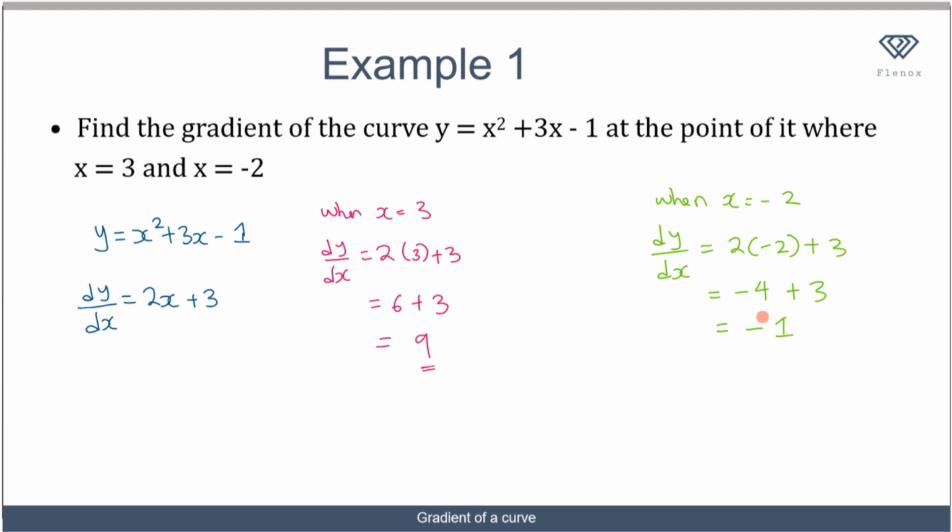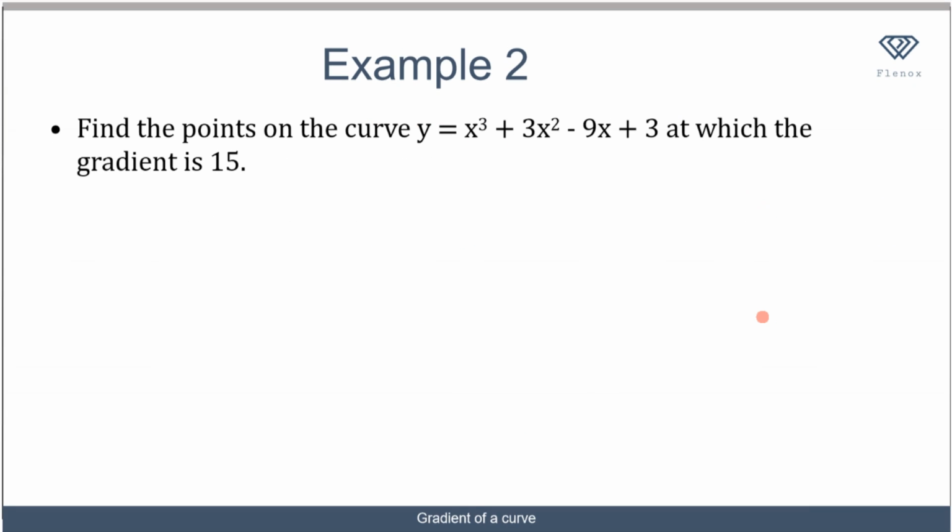So as you can see, when we have a curve, the gradient is dependent on the position you are on the particular curve. So let's move on to another example. In this example, we are told to find the points on the curve y is equal to this at which the gradient is 15. So we have the curve given by this expression. We now ask, at what point on the curve is the gradient 15?